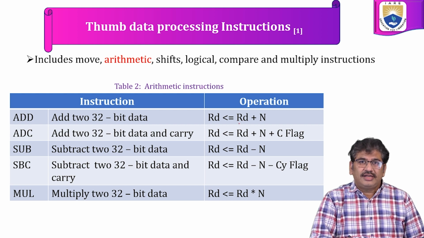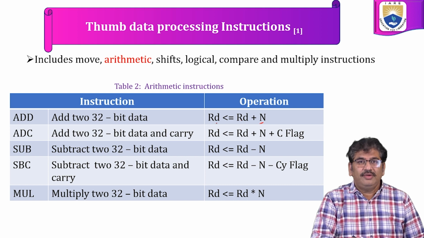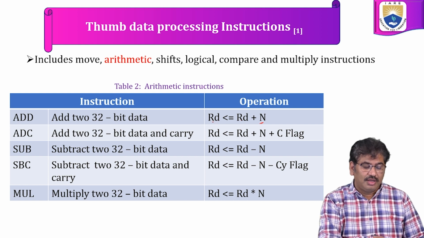The register contents RN, RD will be added with some immediate data or register. Wherever I am placing N, it is corresponding to an immediate data or another register. The contents of this N will be added to RD and the result will be stored in RD register.